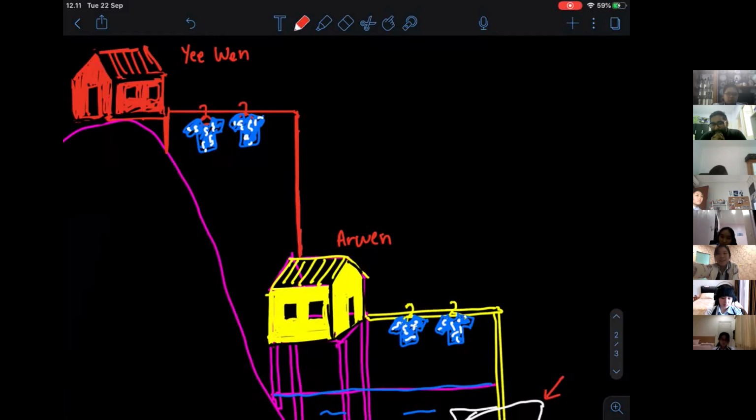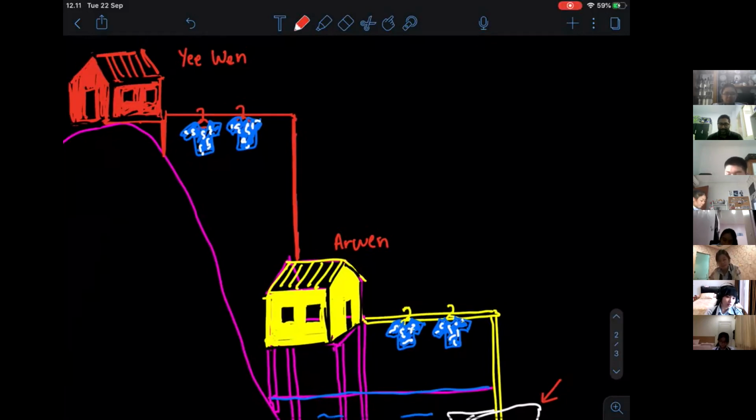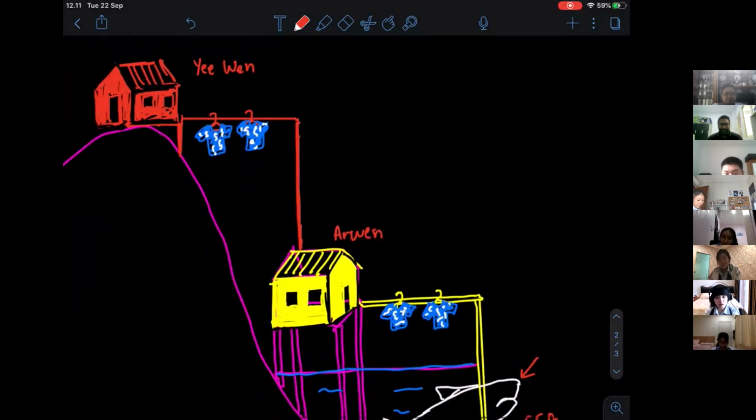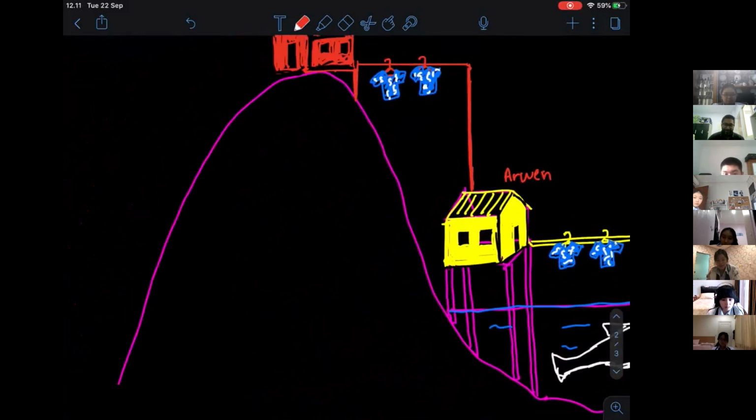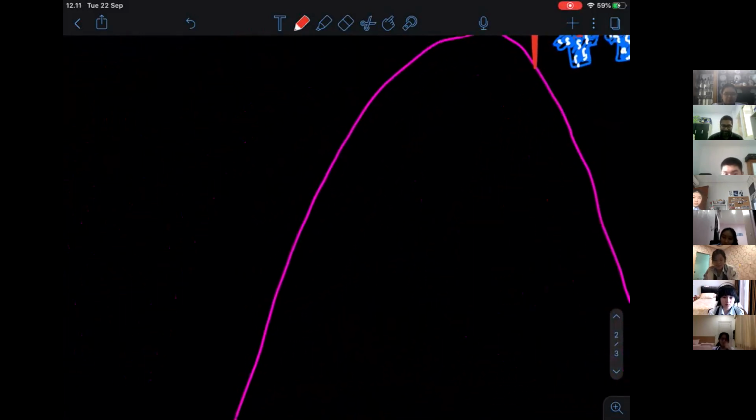Lower point means they are closer to the sea. That is what you mean? Yes. Okay. Actually, when you look over here, let's forget about these houses. Let's focus on this mountain area.